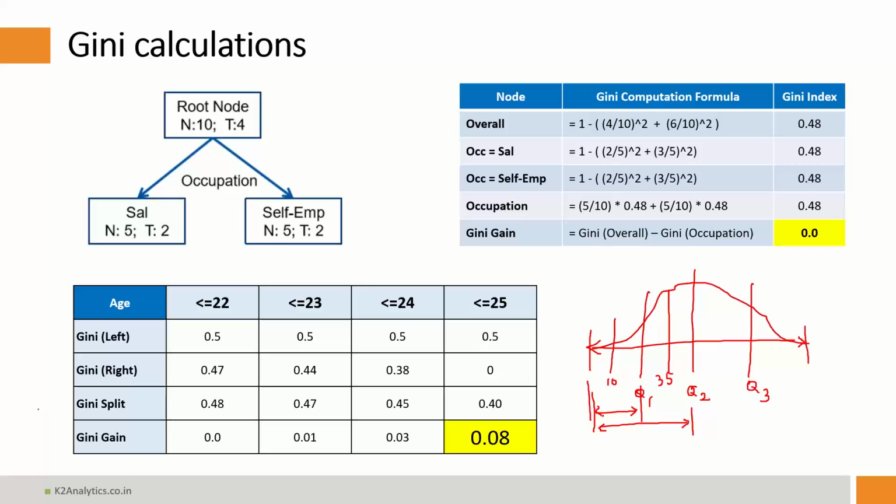This approach I would have taken to quickly find in some 5 iterations where is the optimal split criteria for a continuous variable.